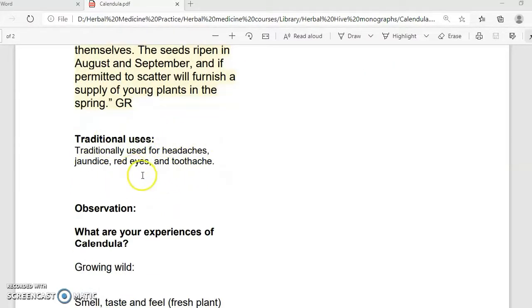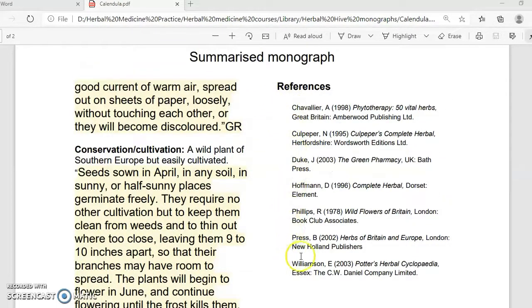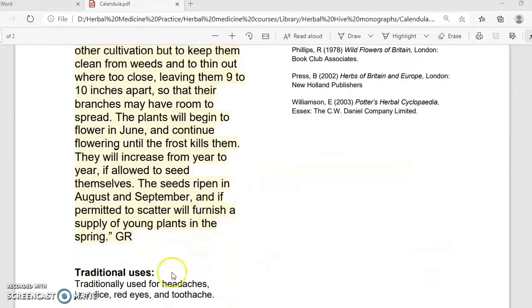Then we've got traditional uses. So traditionally used for headaches, jaundice, red eyes, and toothache. That's always useful. Usually it will match up with the actions that we already know now and are confirmed scientifically with how it was used. And that's true because we've already looked at those things. Here I've got some references. These are references that I've used in creating this monograph. I have also used my own knowledge as well, so there's a bit of me in there too. But also these are some references that I've used.